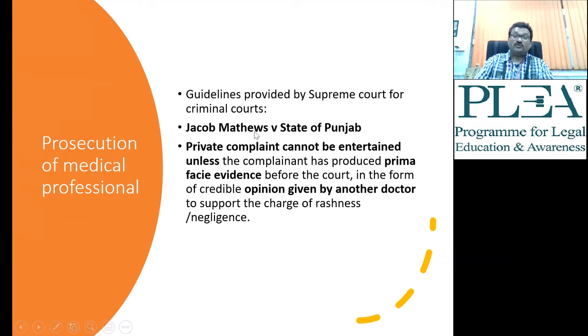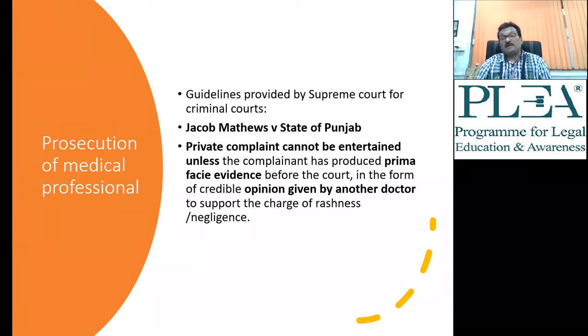Now, before 2005, what used to happen: a patient, or someone on behalf of the patient, may go to the nearest police station and file an FIR against the treating doctor, and the police used to take an FIR and proceed for the arrest of the doctor if the patient dies under IPC 304A, or if there are damages like simple or grievous injury.